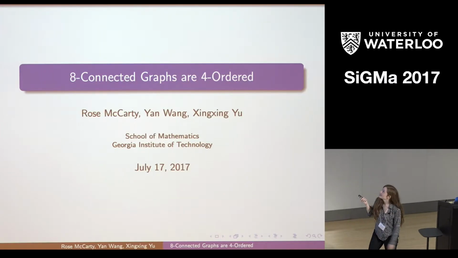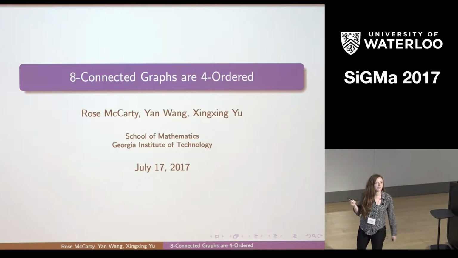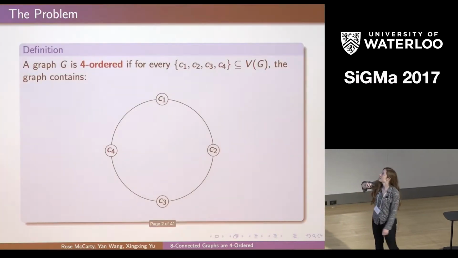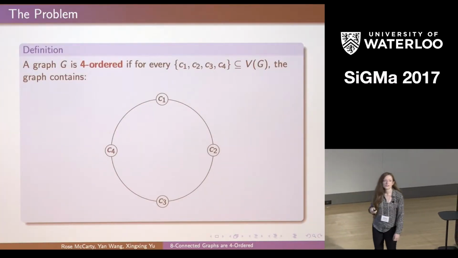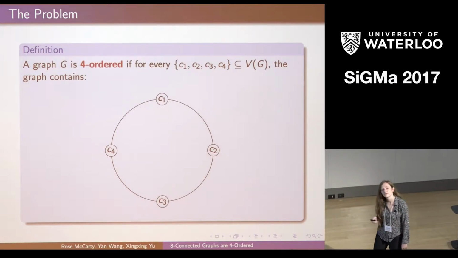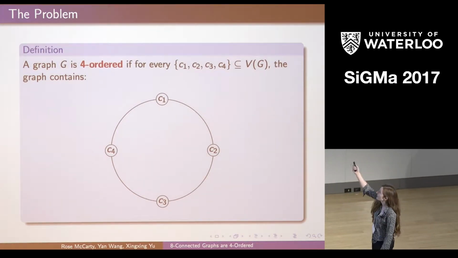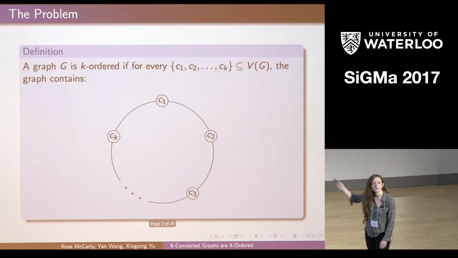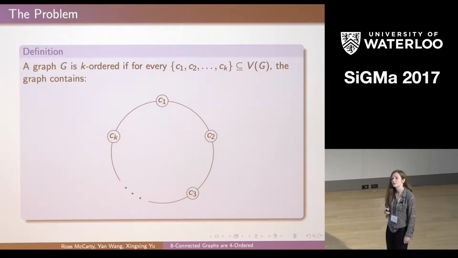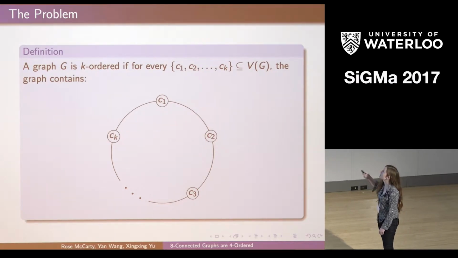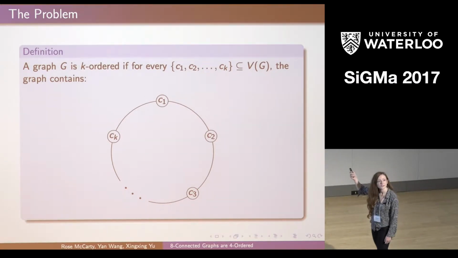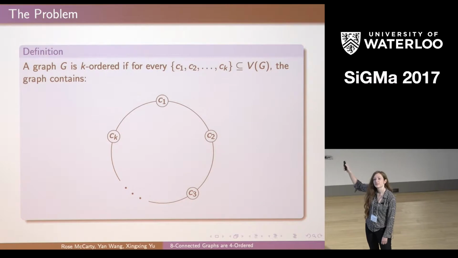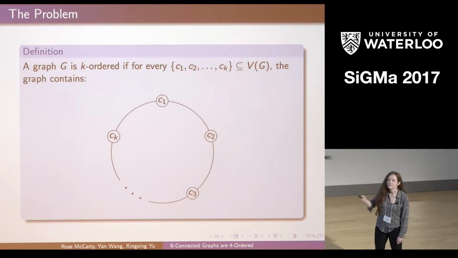So I'm going to be talking today about a linkage property in graphs that we're going to call 4-ordered, and we're going to define that right away. A graph G is 4-ordered if for every set of 4 vertices in the graph, there's a cycle through the vertices in order. And just to show another example of that, of course, you can generalize this to k-ordered graphs. A graph G is k-ordered if for every set of k distinct vertices in the graph, it has a cycle through those k vertices in order.